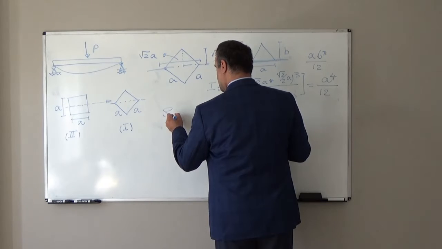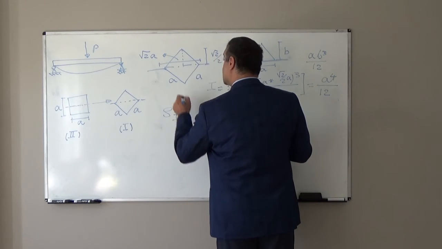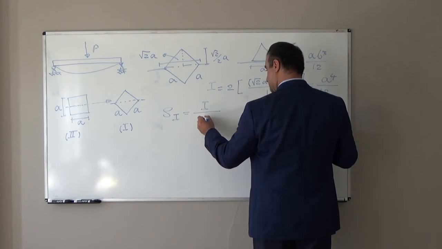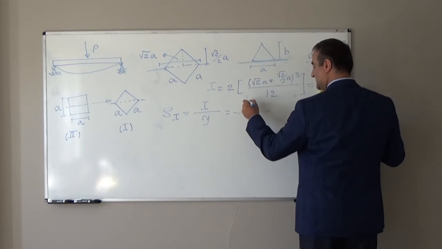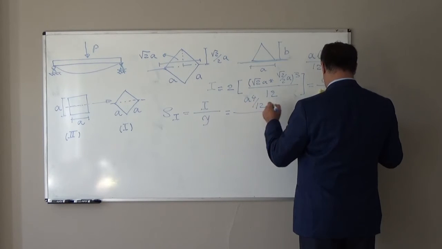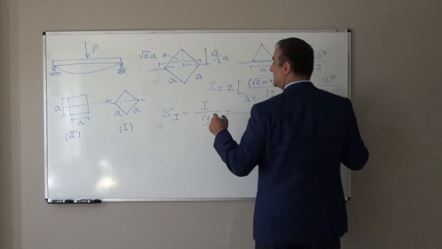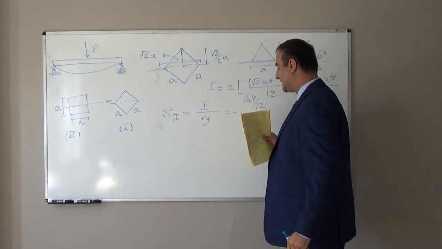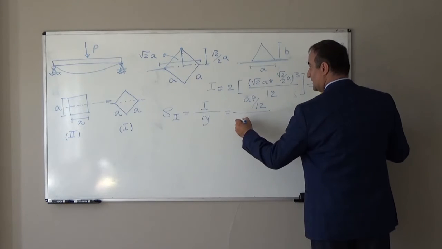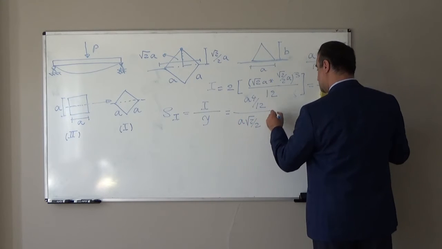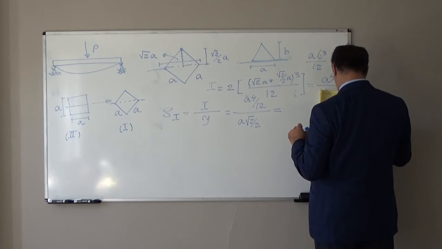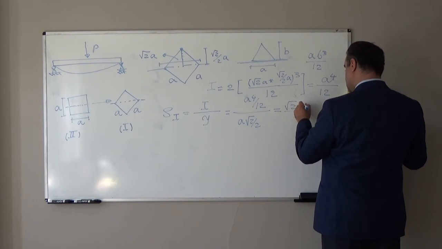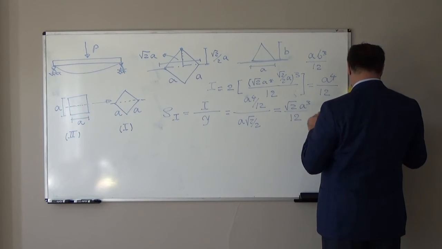From here, S for case 1, this one, will be equal to I over y. I is A to the power of 4 over 12. Y will be the distance from the extreme fiber up to the neutral axis. It will be A square root of 2 over 2. This will be the square root of 2 A cube over 12.